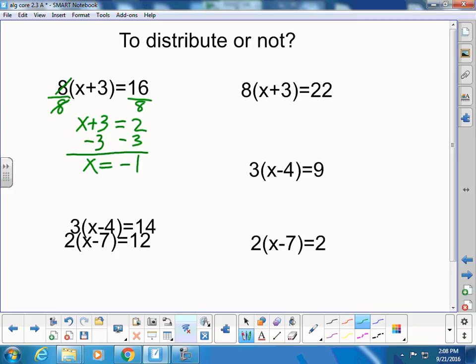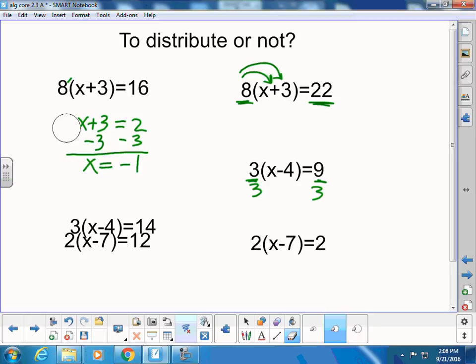So I look at this number and this number. Does 8 go into 22 evenly? No, so I'm going to distribute. I look at this number, this number. Does 3 go into 9 evenly? Yes, I'm going to divide. So this one I'm going to distribute. That I'm going to divide.